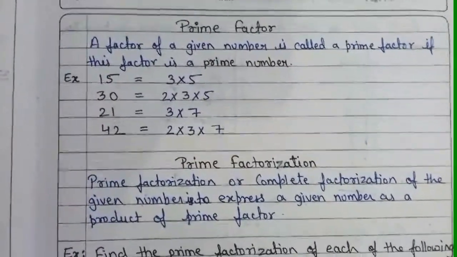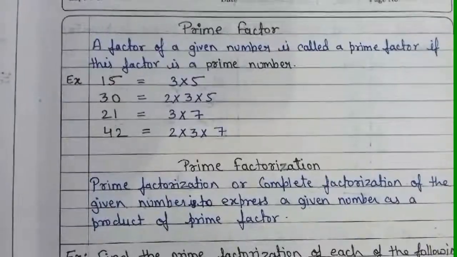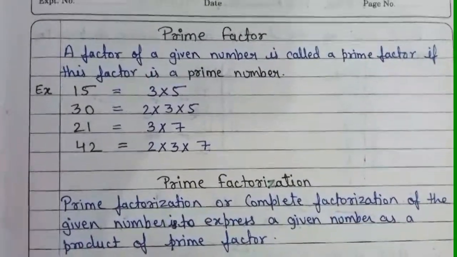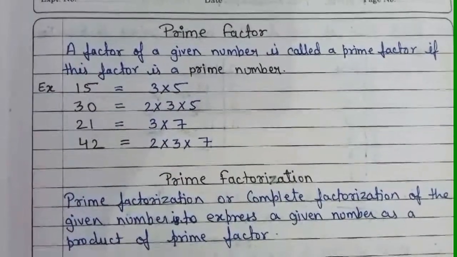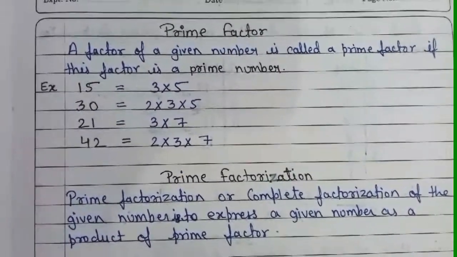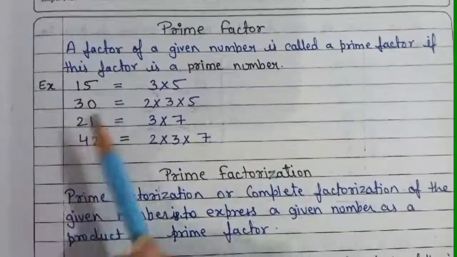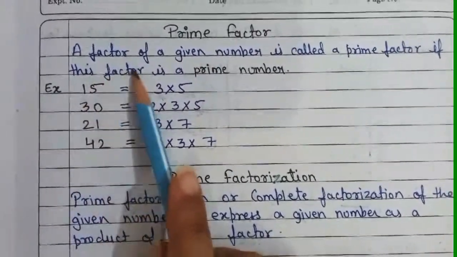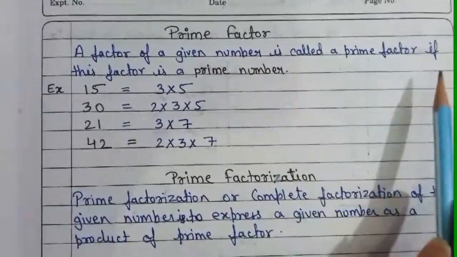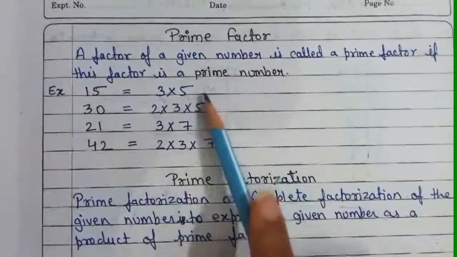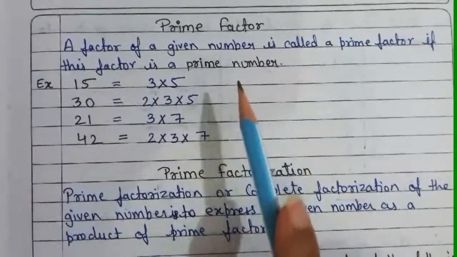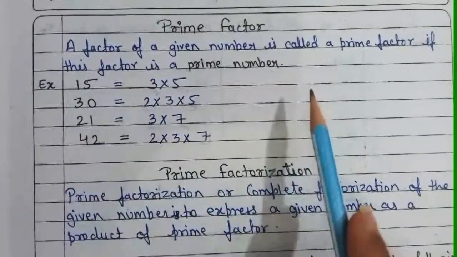Hello student. Today in this video we are going to learn about prime factor and prime factorization. We have already learned about various types of numbers: prime number, composite number. Here a factor of a given number is called a prime factor if this factor is a prime number. Now what is a prime number? A number which has only two factors, 1 and the number itself.